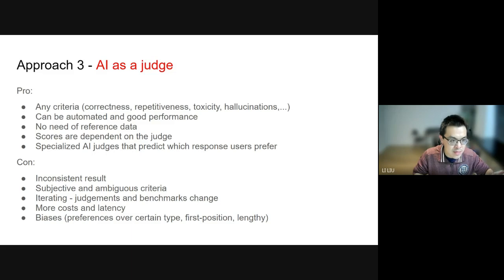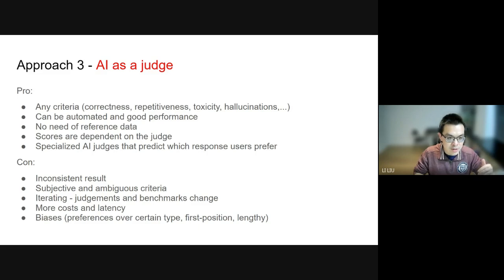So the first one is we can use AI as a judge to measure any criteria. Some common ones are correctness, repetitiveness, and hallucination. So we can just define any of the criteria we want in a prompt and then use AI as a judge to measure on these criteria.